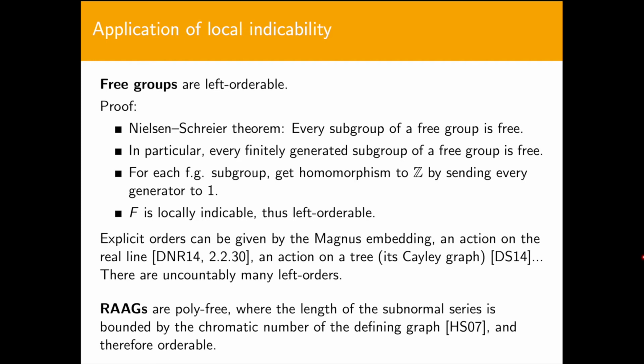Now explicit orders can be given by the Magnus embedding, an action on the real line, or an action on a tree. This is a result of Sunic. But there are in fact uncountably many orders, so feel free to come up with some. Secondly, RAAGs are also left-orderable because they're poly-free, and the length of the subnormal series is bounded by the chromatic number of the defining graph. This is a result of Duchamp and Thibon. And therefore, RAAGs are left-orderable following the extension theorem.